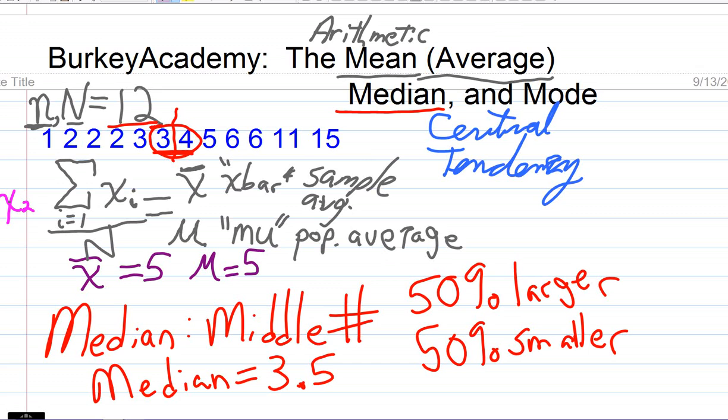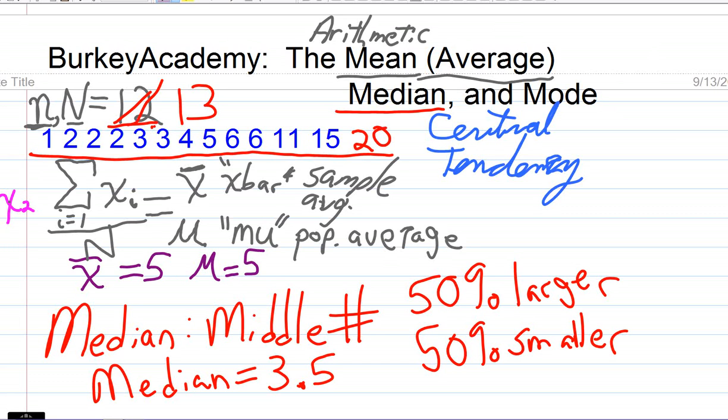3.5 is a number that splits those into 6 on the left, 6 on the right. Now what if we didn't have an even number of numbers? Well, let me add one more number here to our data set. Suppose we had a 20 there, and that was our new data set, and now instead of 12 we had 13 numbers. How would we find the median?